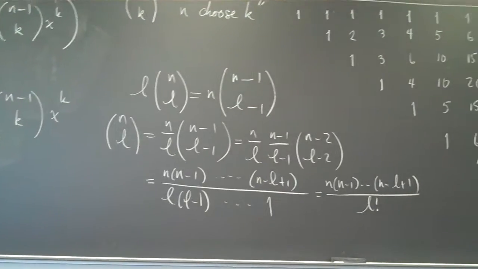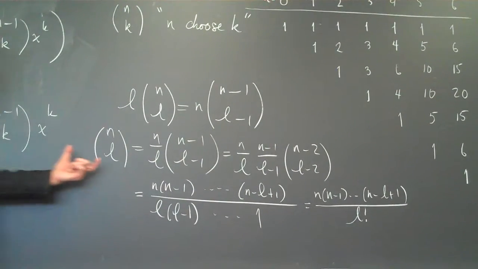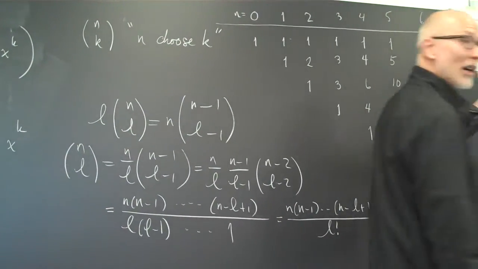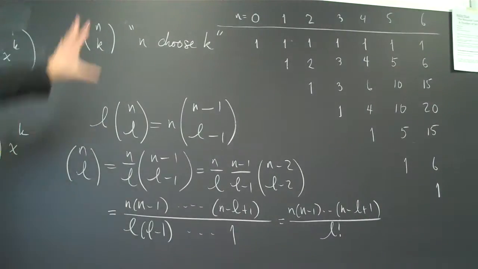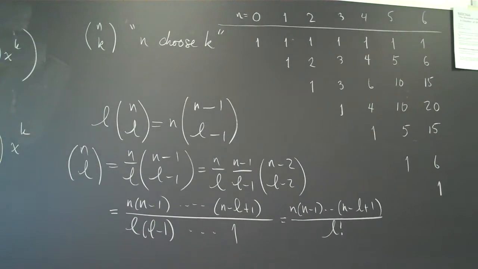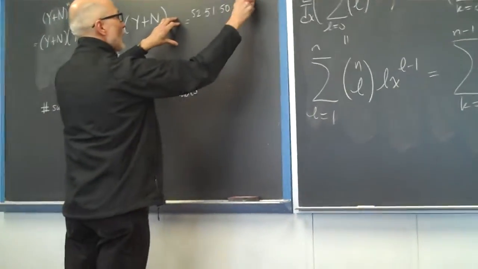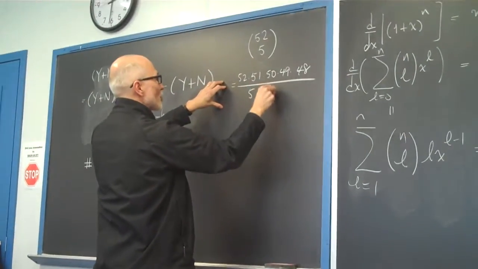And well, okay. There's a formula that picks out the binomial coefficient way over there, without having to calculate all of the entries in the Pascal triangle in order to get there. So 52 choose 5 is pretty easy, right? 52, 51, 50, 49, 48 divided by 5, 4, 3, 2, 1.